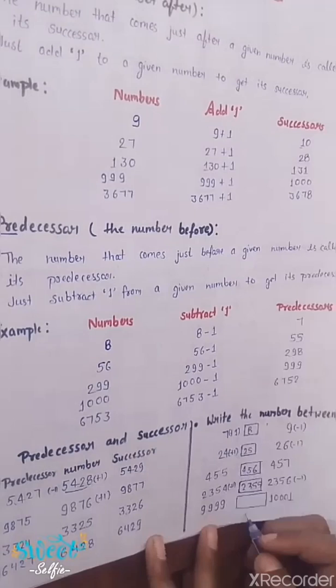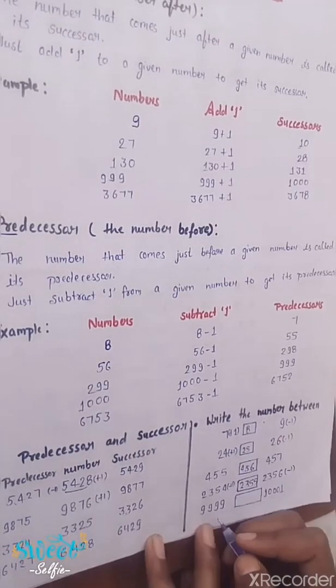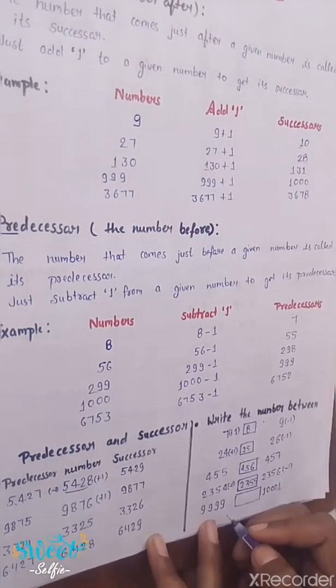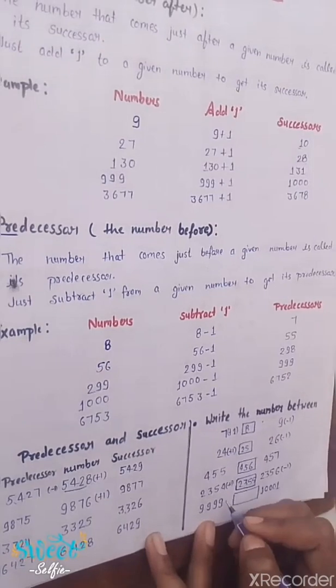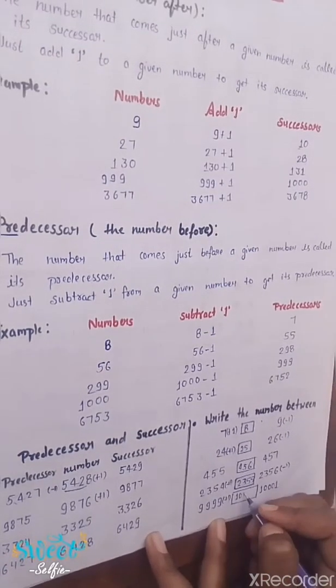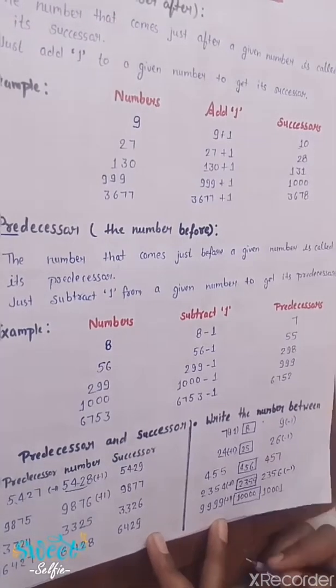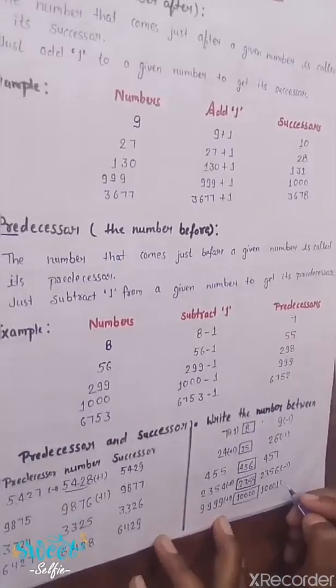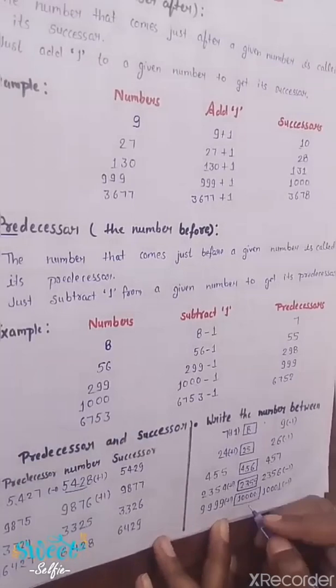Okay. Last is 9999. So just add 1, we will get 10,000. Okay. And from here if we subtract, we will also get 10,000.